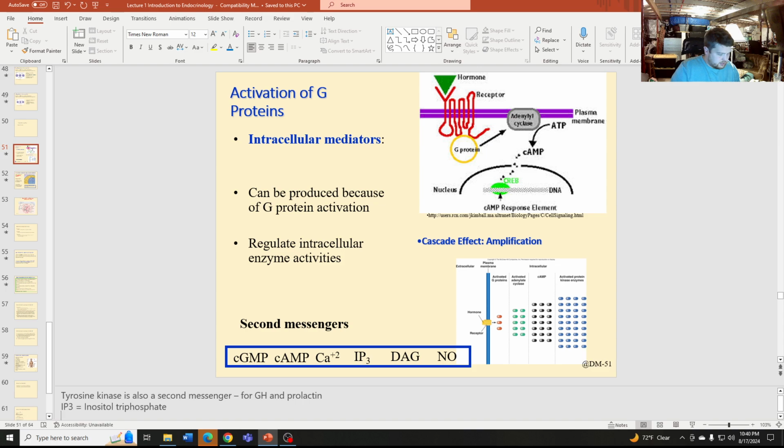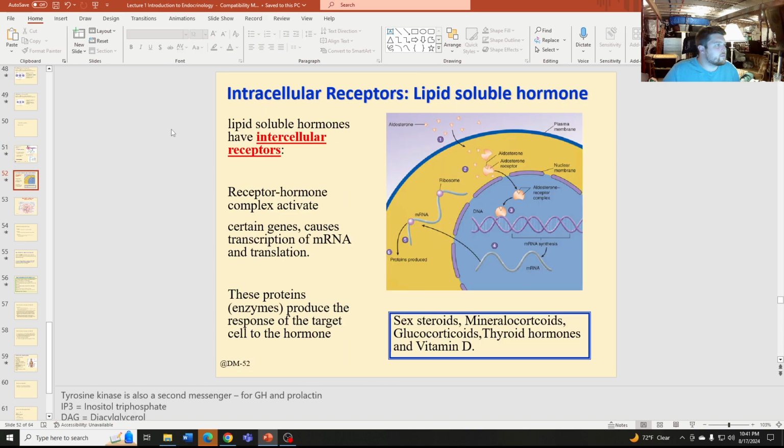DAG is diacylglycerol. NO is nitric oxide. So, intracellular receptors.